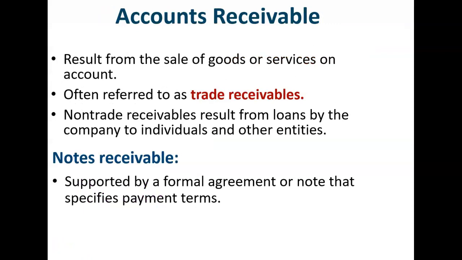Accounts receivable result from the sale of goods or services on account. Accounts receivable often are referred to as trade receivables because they arise in the course of a company's normal trade. Non-trade receivables result from loans or advances by the company to individuals and other entities. When receivables are supported by a formal agreement or note that specifies payment terms, they are called notes receivable.